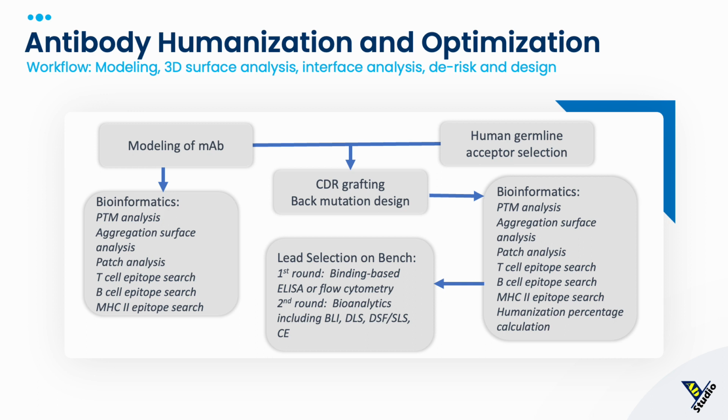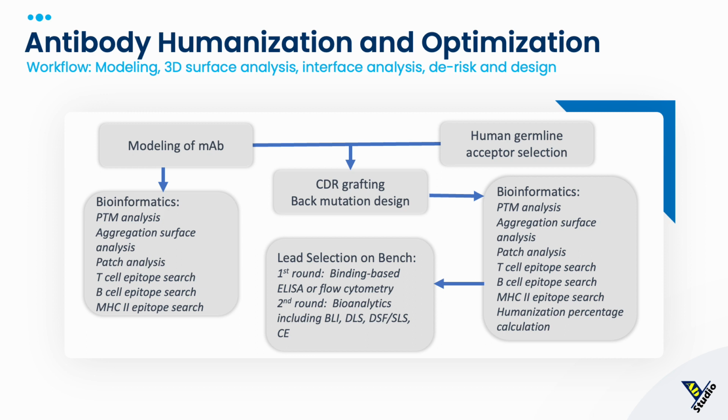Change means, for example, how many aggregation surfaces are there on the new humanized FV structure compared to the parental FV structure. If the numbers of aggregation surfaces are similar, then what about their sizes? Did we increase the size of an aggregation surface or not? The increase in size or number of aggregation surfaces would be bad features for manufacturability and should be avoided.